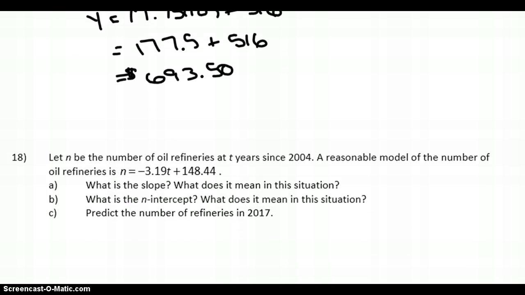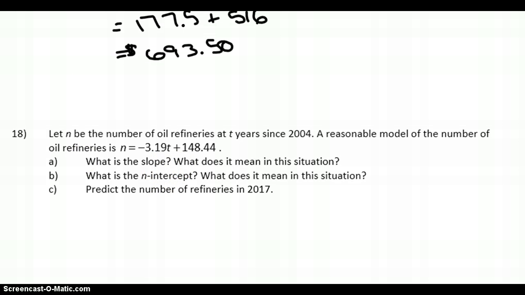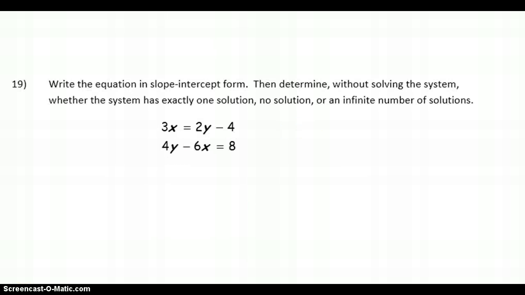So this one is very similar. I think I'm going to skip number 18. What's the slope? Well, this is the slope. And what does the slope mean? It's oil refineries in t years, so it's the oil refineries per year that we've increased. What's the y-intercept? Well, that number right there. It's the number of oil refineries in our 2004 year. And when I want to do t equals 17, we just plug in. It was 2004, so if we subtract off 2004, that's going to be 13 years. So we plug in t equals 13 years and just simplify. I'm going to skip on that one and talk about the next one.